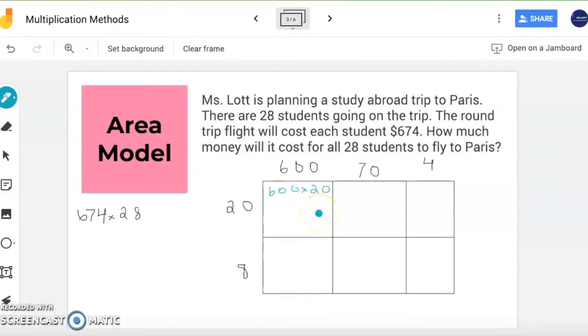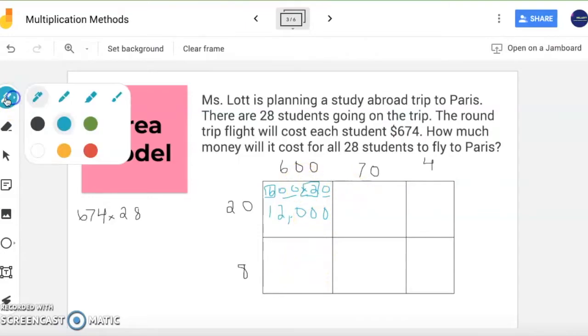Yes, you can set this up using the standard algorithm, but some of you might remember, well, let's underline my zeros. Let's box out my math fact here, which is 6 times 2. So now if I do 6 times 2, we know that's 12. And I'm going to include those 3 zeros in my final answer. So now here I have 12,000. Now I'm going to go box by box and do this.